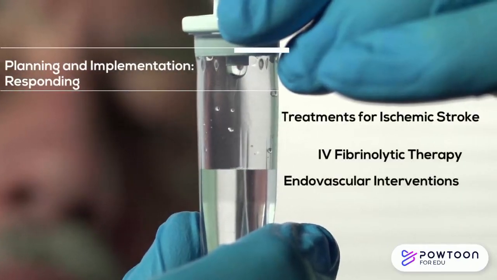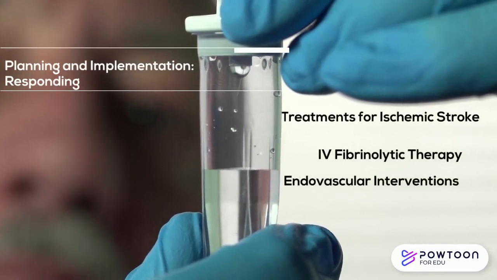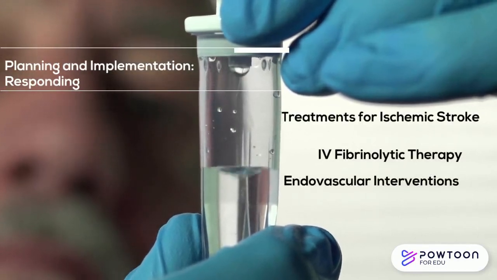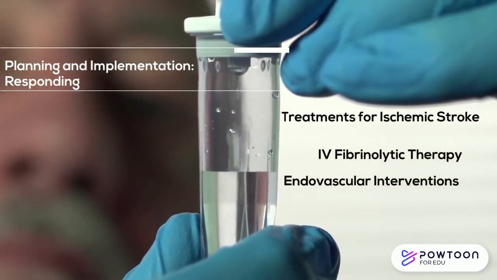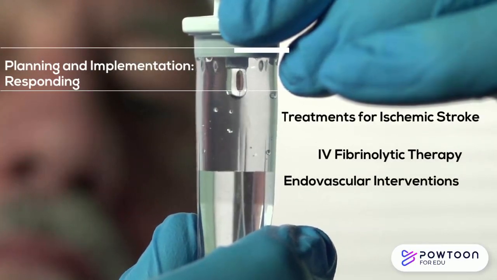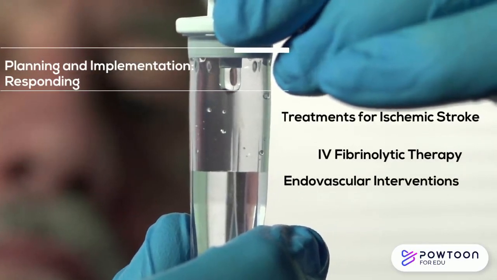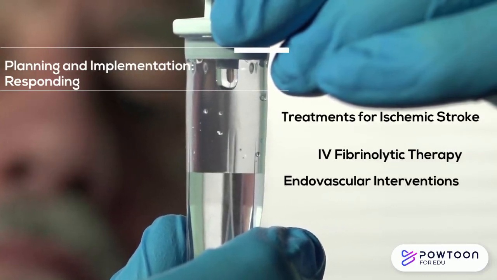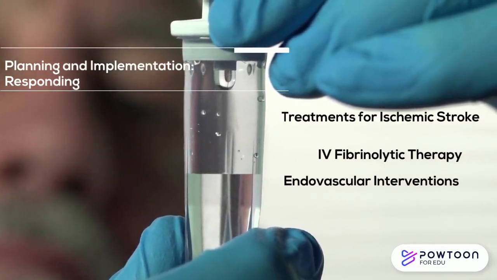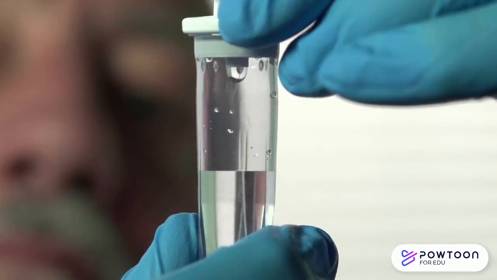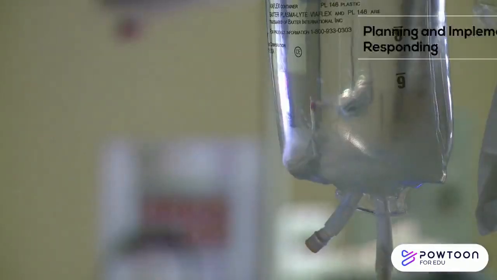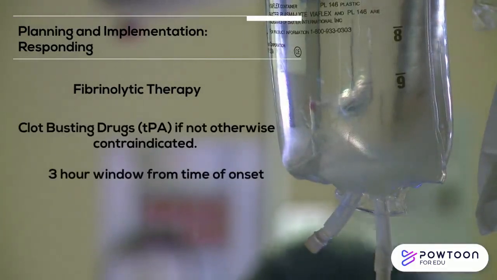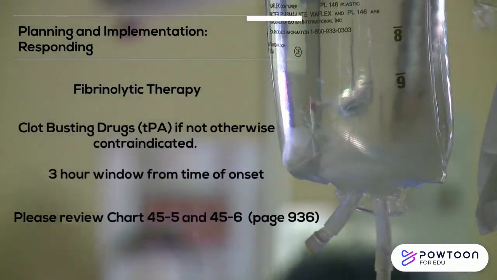For ischemic stroke, because the underlying cause is a thrombus or an embolus, the goal is going to be to establish reperfusion into the brain, so they're going to have to eliminate those clots. So that's going to be either IV fibrinolytic therapy or endovascular interventions. TPA is the medication that they use for fibrinolytic therapy or the clot busting therapy.